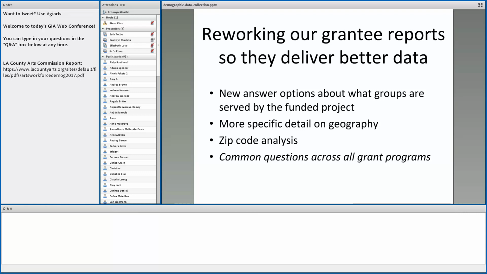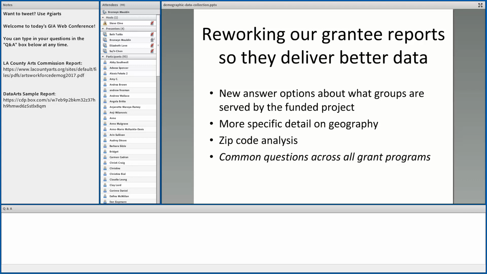We're also asking for more specific detail on geography, because knowing the location of where the organization is headquartered, as we all know, is extremely limited. So we're asking questions both in text form and in zip codes. Obviously, zip code analysis has its limits, but it does give us some basic information that we can use.